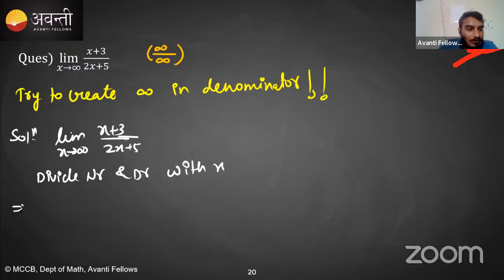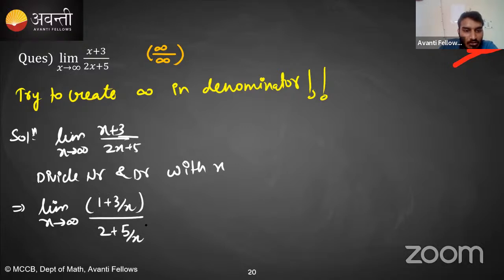So what you will see is limit x tends to infinity, it is becoming 1 plus 3 upon x divided by 2 plus 5 upon x. Yes or no? Now, students, please look carefully. By dividing the numerator and denominator with x, we got rid of the indeterminate form, right? So no longer do we have an indeterminate form.